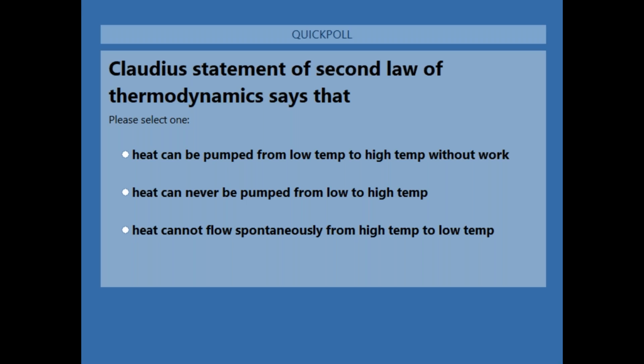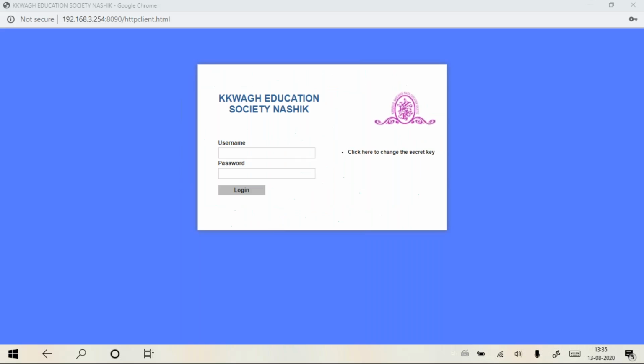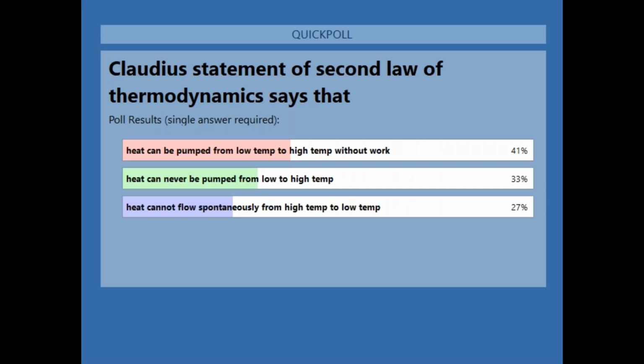So what is the meaning of compressor is on? In thermodynamics, the meaning of compressor is on is you are supplying certain work. So if you are supplying certain work, then that refrigerator can pump the heat from a lower temperature to higher temperature. So the correct answer is, I'm closing the poll and sharing the answer. The correct answer is that heat can be pumped from a lower temperature to higher temperature, but we need to supply certain work.